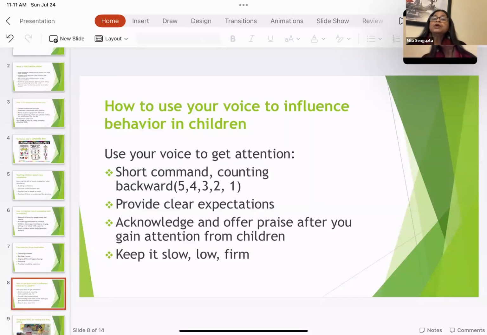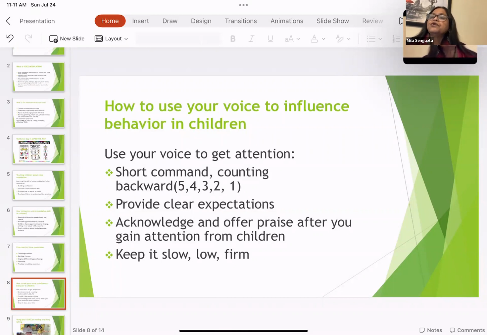if children are too hyper, you can have them count backward. 5, 4, 3, 2, 1. For little older children, you can back count starting from 10. 10, 9, 8, 7, 6, 5, 4, 3, 2, 1. What it does is it immediately focuses the children on that counting, and back counting takes a little more extra effort. So it is always good to do that as a practice, and you can use that as a practice in your classroom.